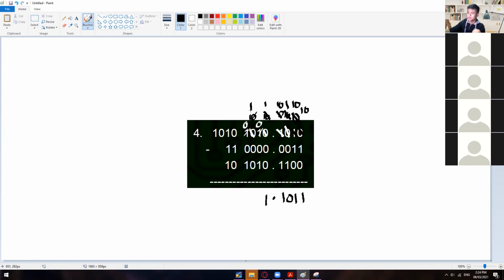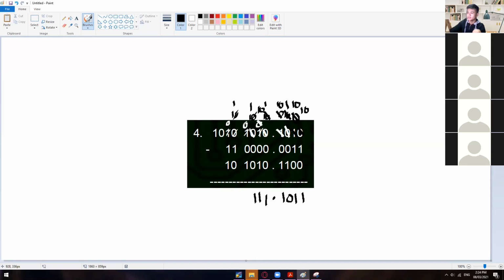So 10 will become 1. 0 will become 10. 10 minus 1 is 1. 1 minus 0 is 1. 0 minus 1 is again cannot be, so we have to borrow. So 1 will become 0. 0 will become 10. And then 10 will become 1.